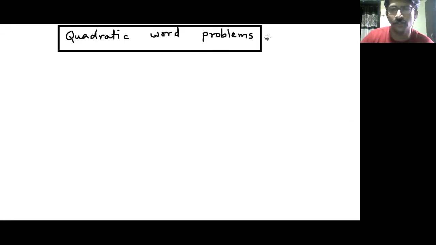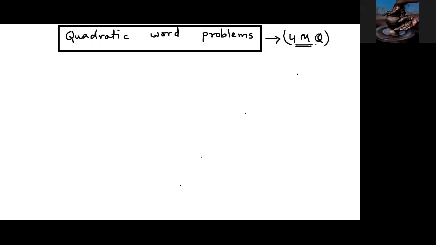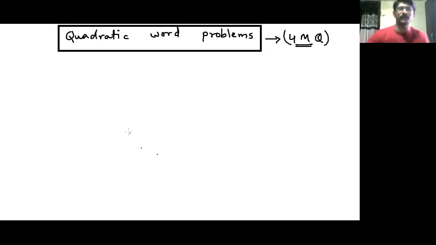This is a sure four marker question in every board paper. Are you all getting it? So when it is a four marker question, you should be very thorough with this type of questions. And now, what are the types of questions we have seen over here?